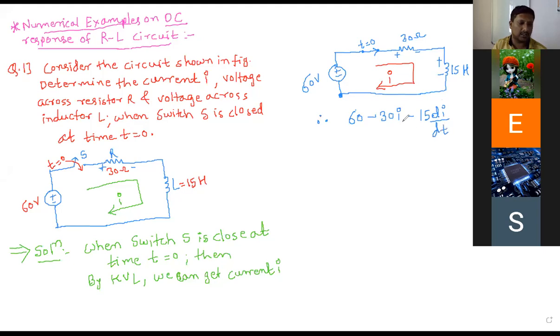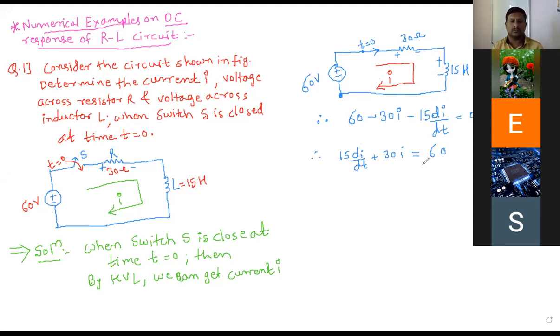If you don't know the direct value, then write the equation: 60 minus R into I minus L into di by dt is equal to 0. Like this you can write and then put the value of resistor and inductor. It will only add one step. Now take the negative part common, then it will become 15 into di by dt plus 30 into I is equal to 60.